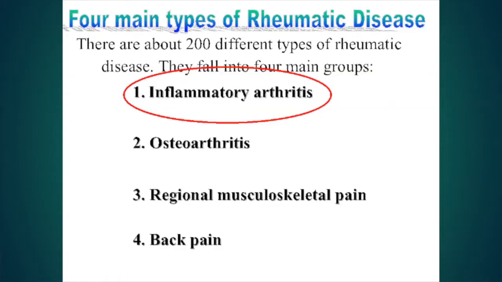During this session, we will consider foot problems related to inflammatory arthritis, other possible causes of foot problems, medication, self-management, managing some common foot problems, how to get help, and other sources of information. So there are around about 200 different types of rheumatic disease, and they fall into four main groups: inflammatory arthritis, osteoarthritis, regional musculoskeletal pain, and back pain.